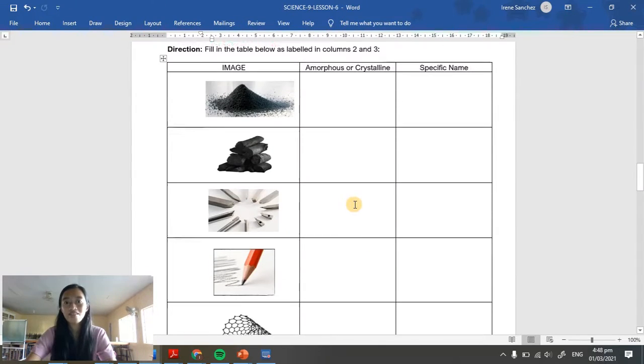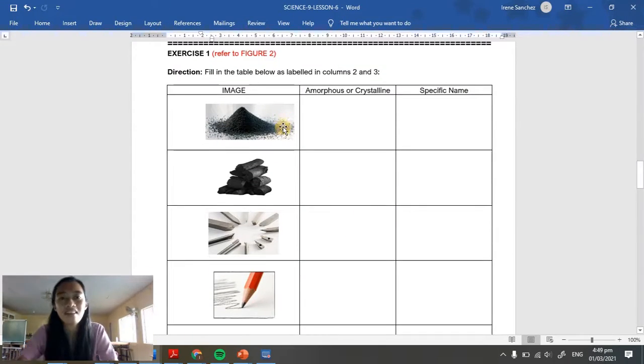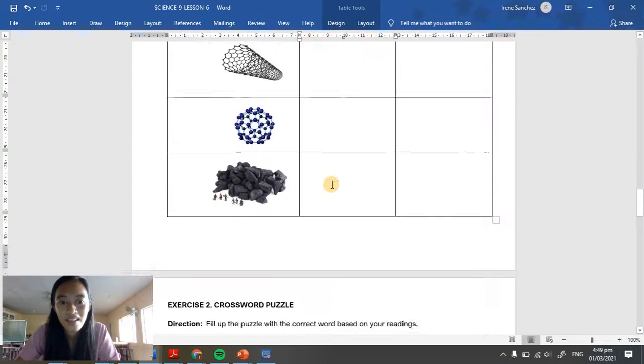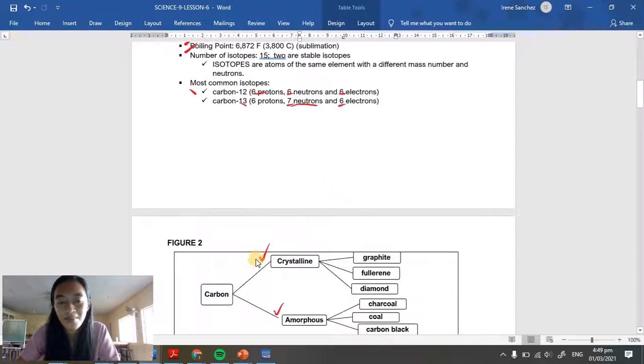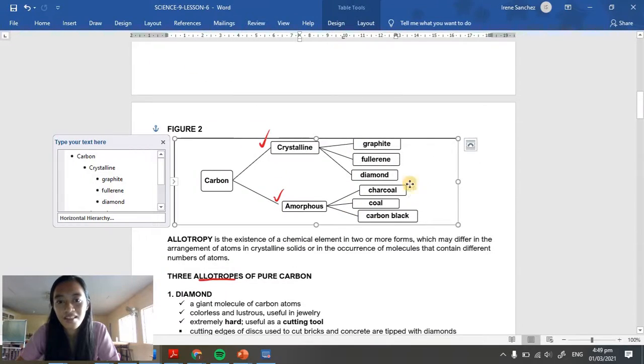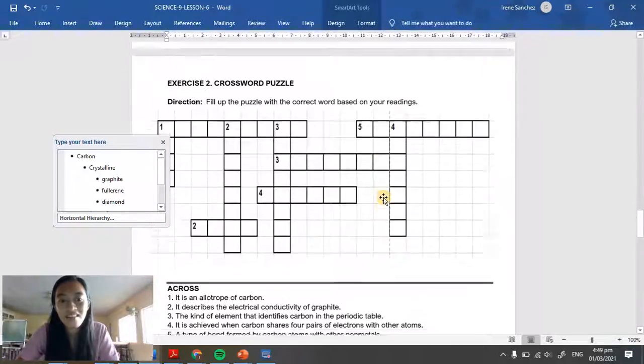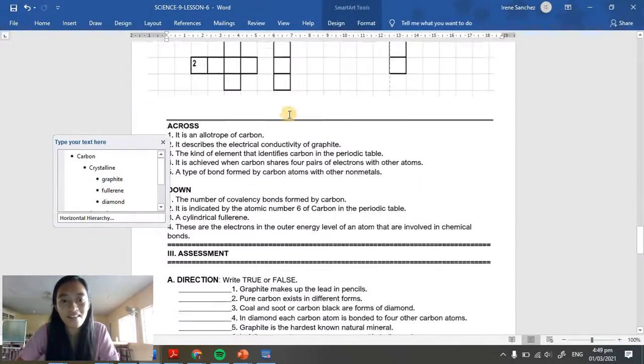Okay, so just try to answer here. Exercises, number 1. I sent a clear picture in the group chat. Then classify, amorphous or crystalline. Then what is its specific name. Okay, and then you will also look at the table. You will see the answer. Okay, and then answer this one. And this one too.